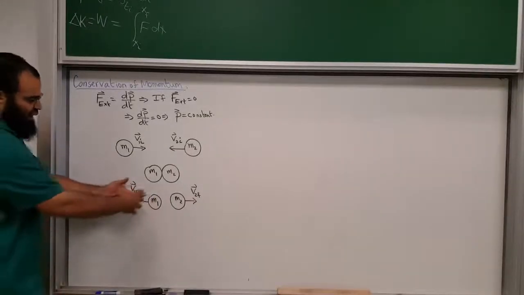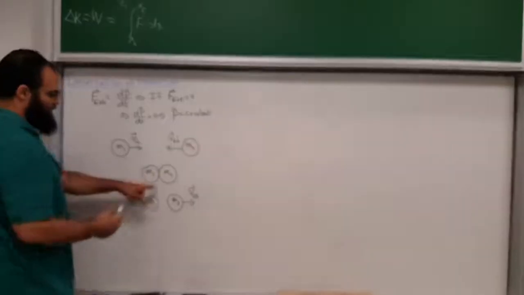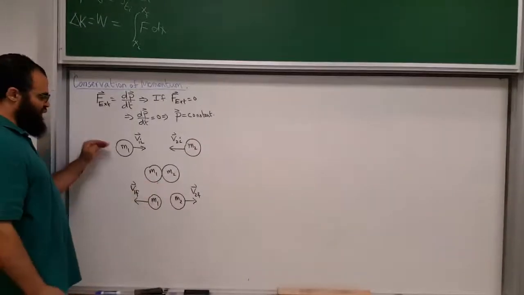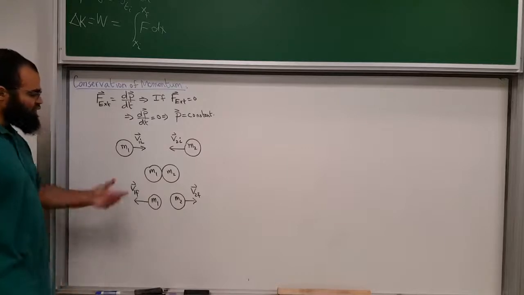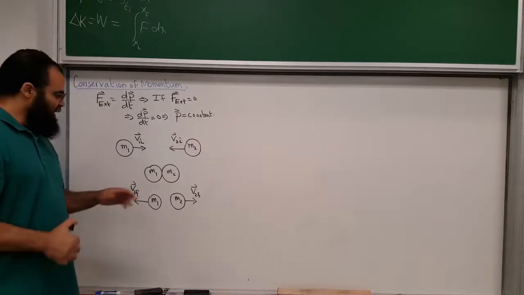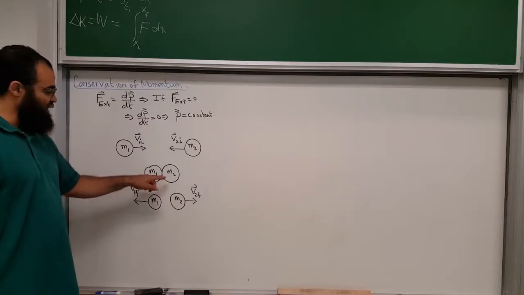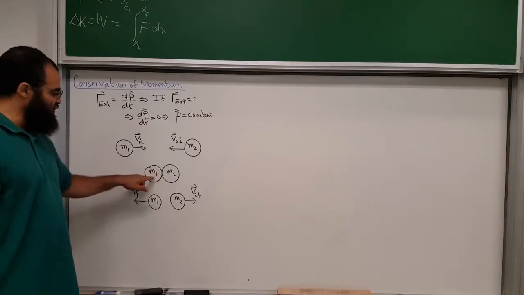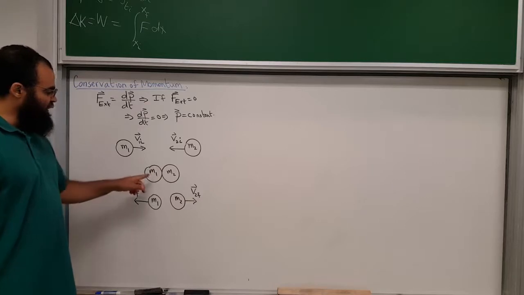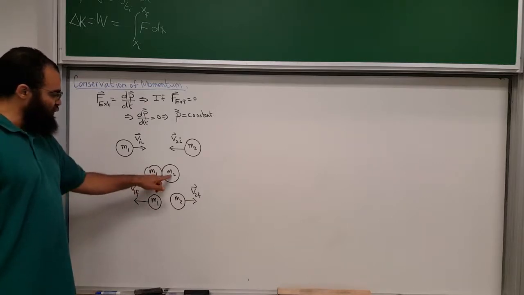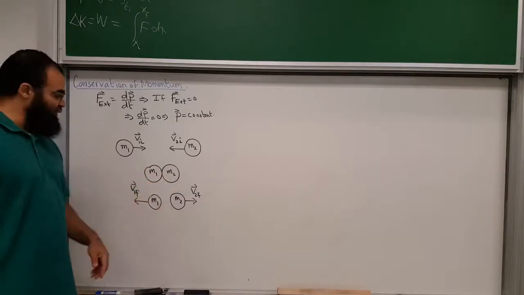So, before the collision, during the collision, and after the collision. During the collision, the net external force on M1 is not 0 because it collided with M2. So M2 applied a force on M1. And the net external force on M2 is not zero because M1 applied an external force on M2.